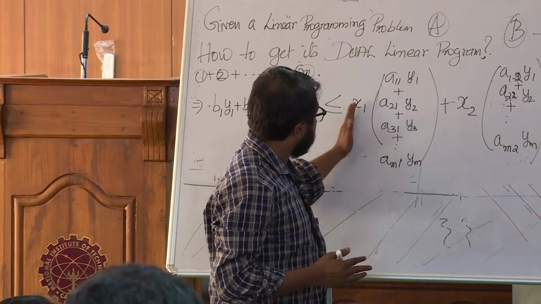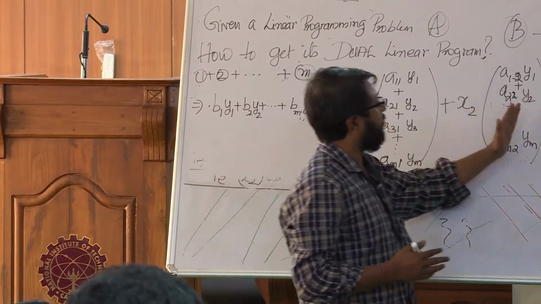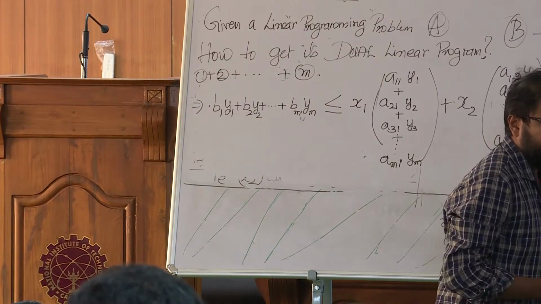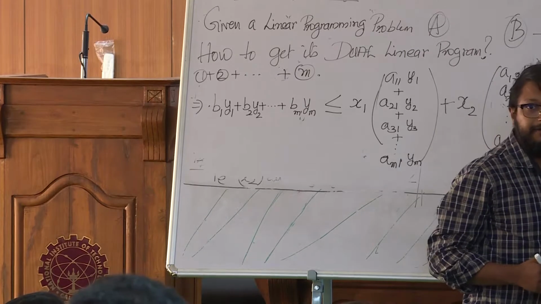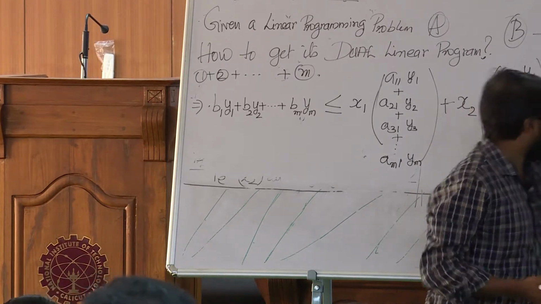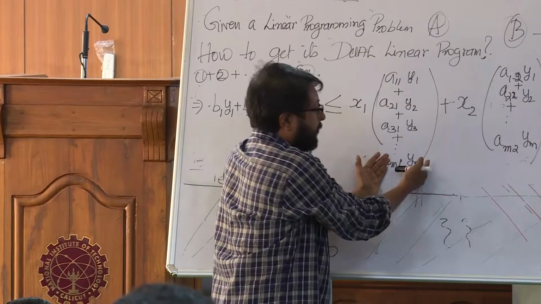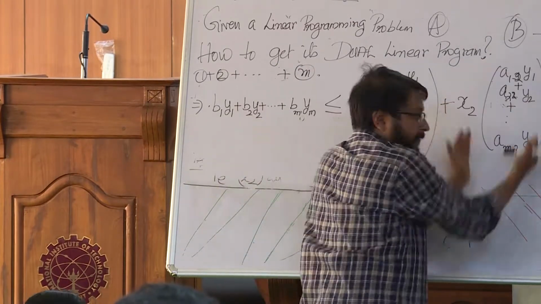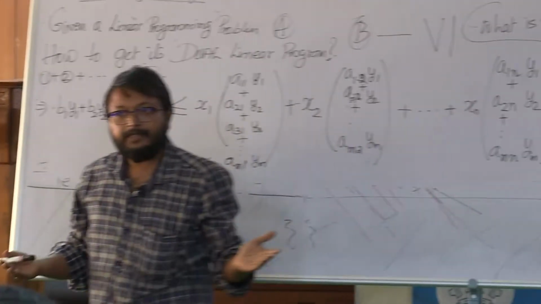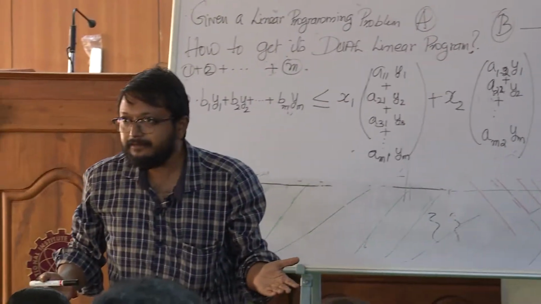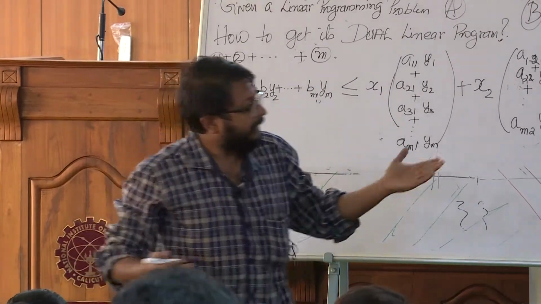I want x1 into this plus x2 into this plus xn into this less than or equal to C1 x1 plus C2 x2 plus Cn xn. For that to happen, I require that this sum should be less than or equal to C1, this sum should be less than or equal to C2, this sum should be less than or equal to Cn. Is that clear? That's straightforward, right? So I write down this constraint.